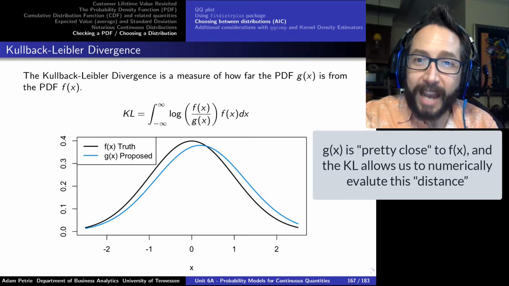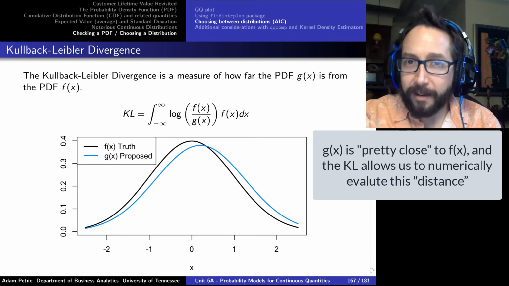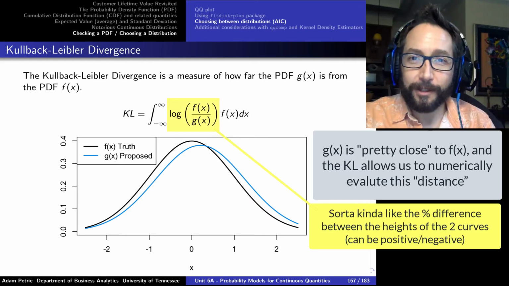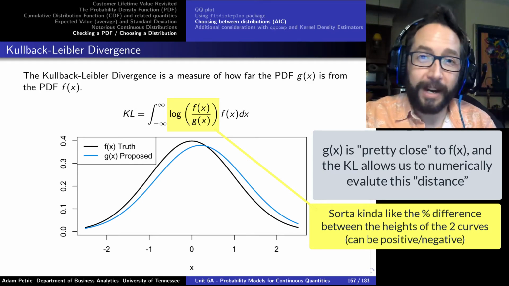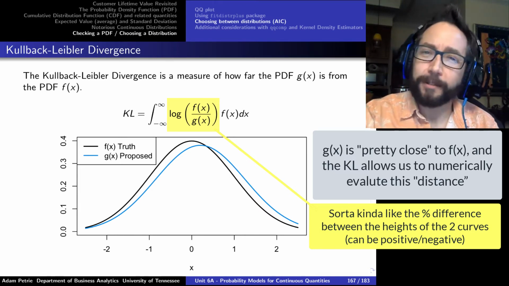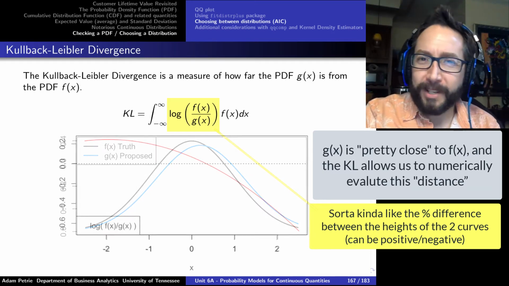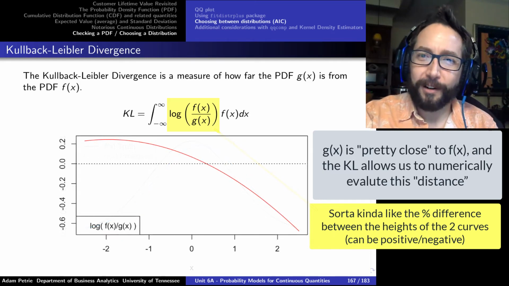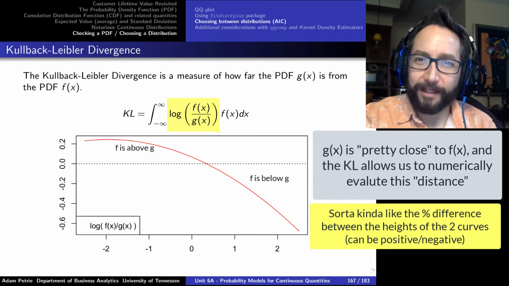So what we can do is calculate this relatively complicated looking integral: the log of the ratio of the heights of the two PDFs times our formula for f of x, integrated over the range of possible x's that we might see. So what is this formula actually trying to convey? What is it really measuring? Well, it's measuring something like the percentage difference in the heights of the f and g curves as we scroll across the possible values of x.